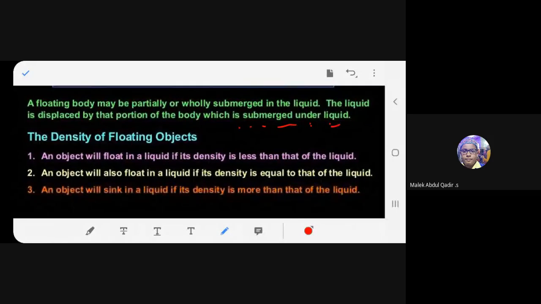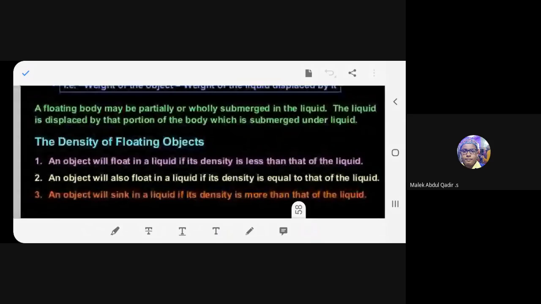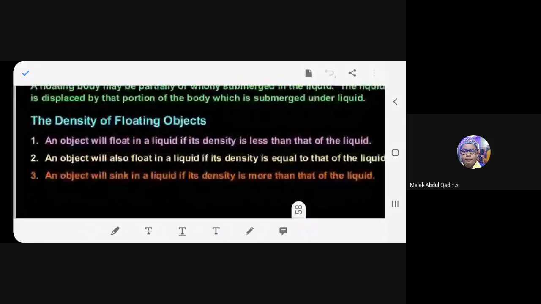Now take the third one and put this object under the water. That means this much water will be displaced. You understand now what is happening? So the volume of the object is important for the water to be displaced.